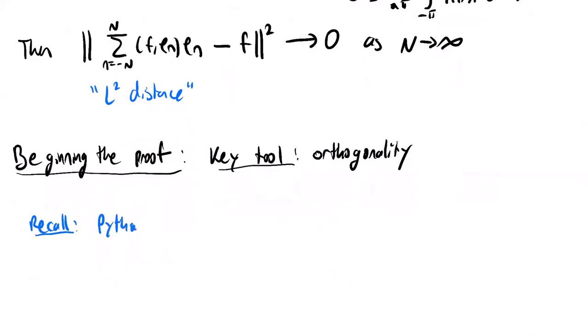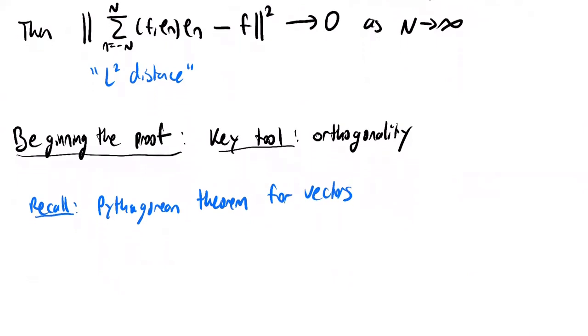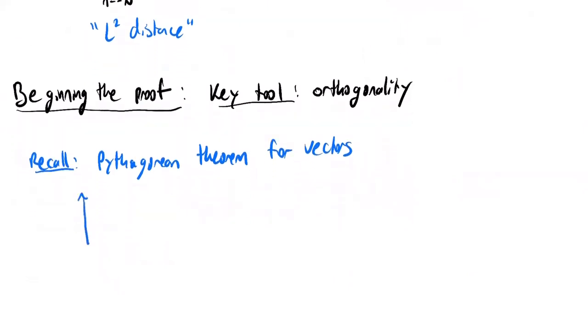the Pythagorean theorem, but the version of the Pythagorean theorem for vectors. Right. And so the theorem is the following. So let's say I have two vectors which are perpendicular. Say this is my vector u, this is my vector v. They're perpendicular. This means that the dot product of u and v is 0.